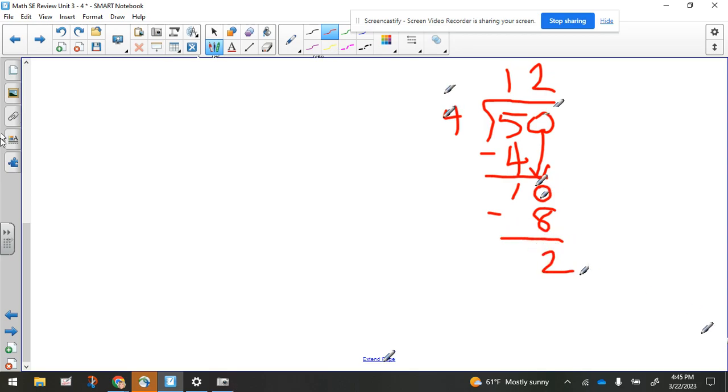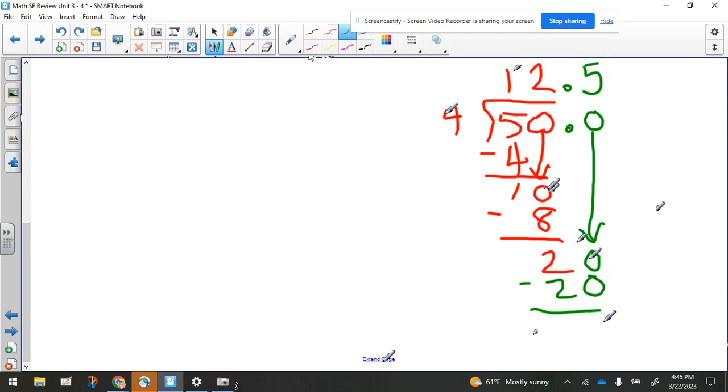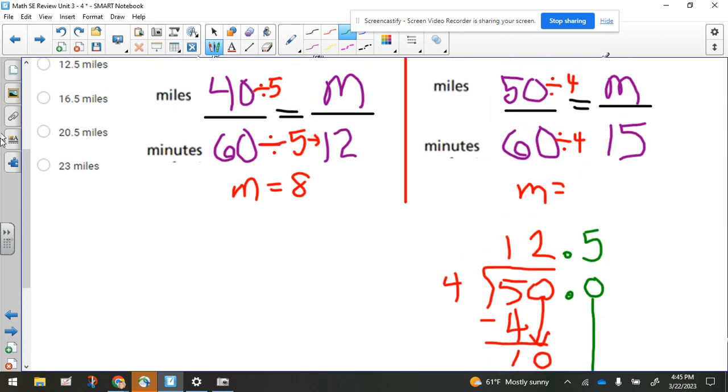Now here's where most 6th graders would say, oh, I don't know what to do now. So I'm going to show you what to do. Watch carefully. You need to put a decimal in, add a 0, bring the 0 down, and keep going. So 4 into 20, how many times does it go in? Well, it does terminate. It goes in 5 times, and it works out evenly. So what does m equal? In this case, we have it right here. It's 12 and 5/10. M equals 12 and 5/10.